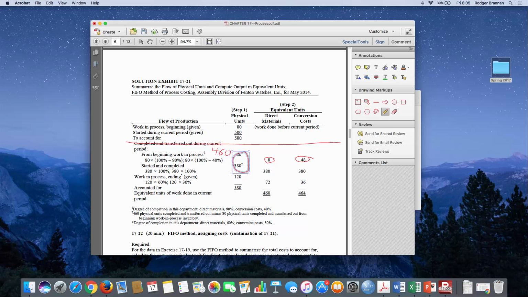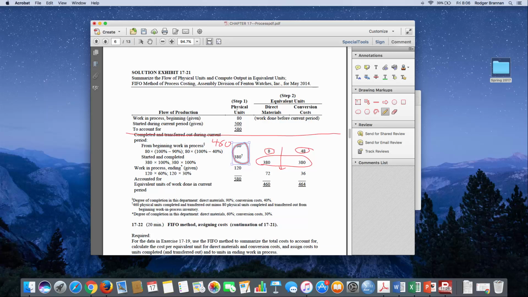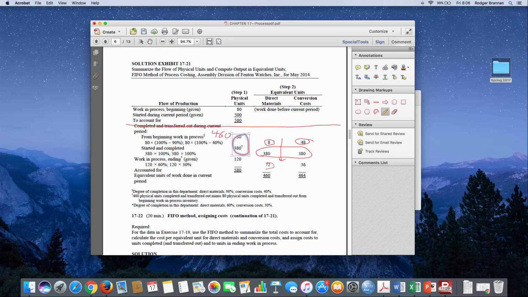Now, once they're complete, then I start the new ones. So that's what I call my started and completed. So basically, I take the 460, subtract out the beginning inventory, assume that's going to be completed, and that gives me my started and completed. Started and completed will always be at 100%. This varies according to what was done last period. Again, what I'm measuring here is only the work done during this time period. Ending inventory will always be the same regardless of whether I do weighted average or FIFO, because that's measuring the percent complete that each of these items are that are left in ending inventory.